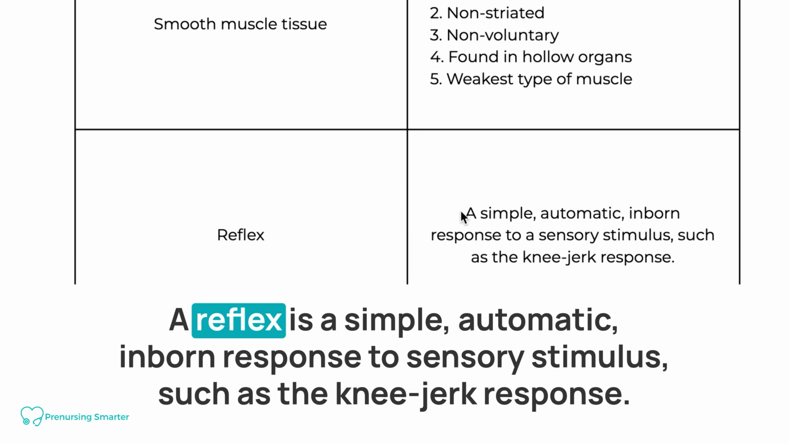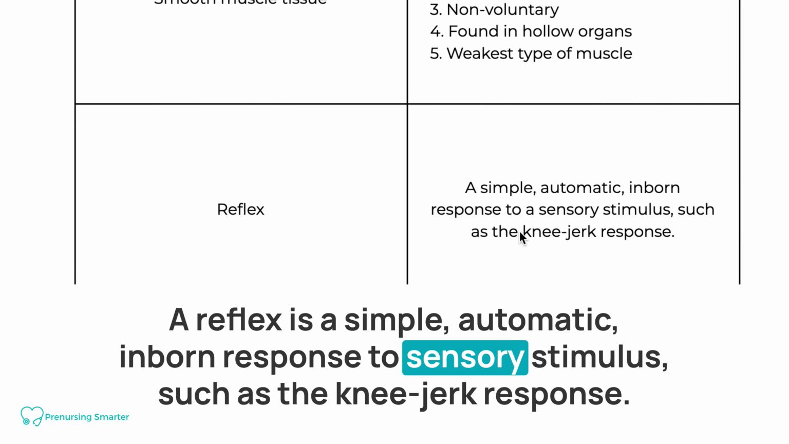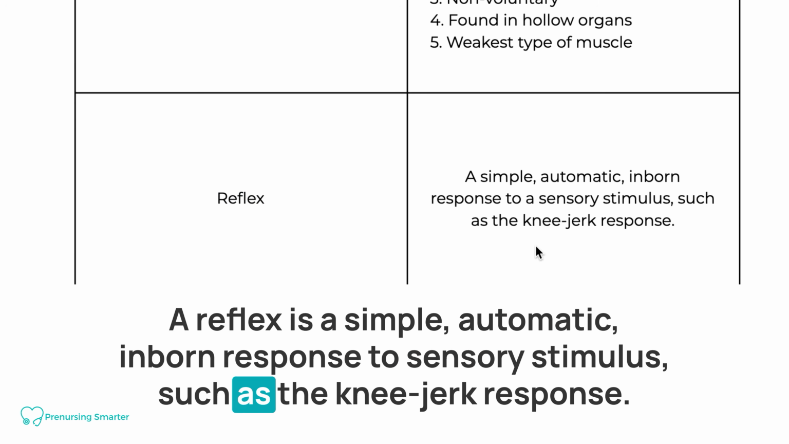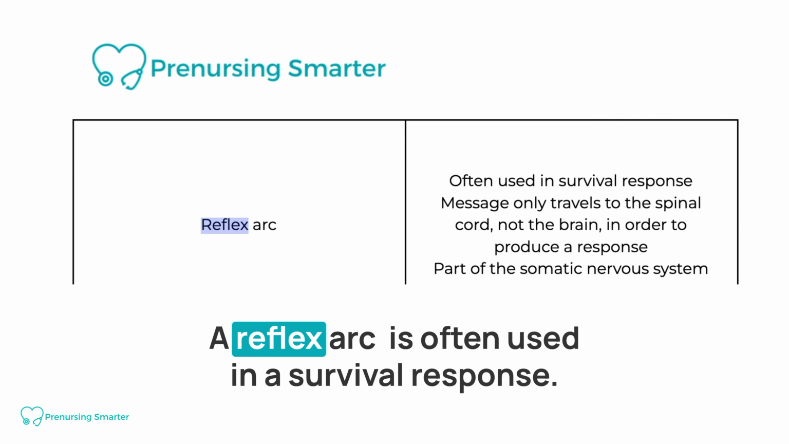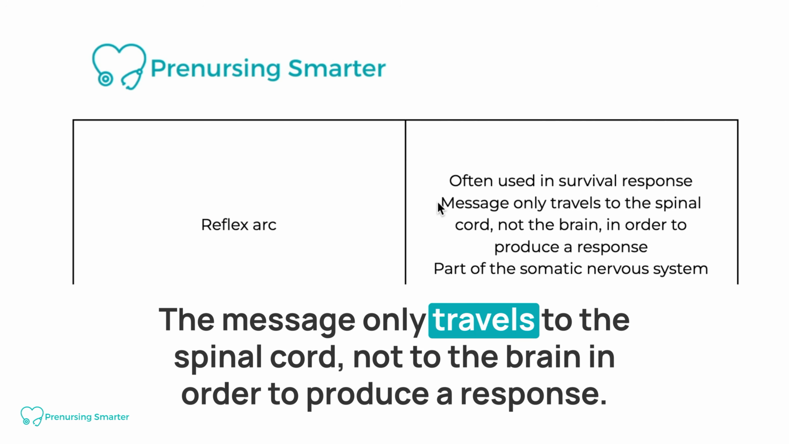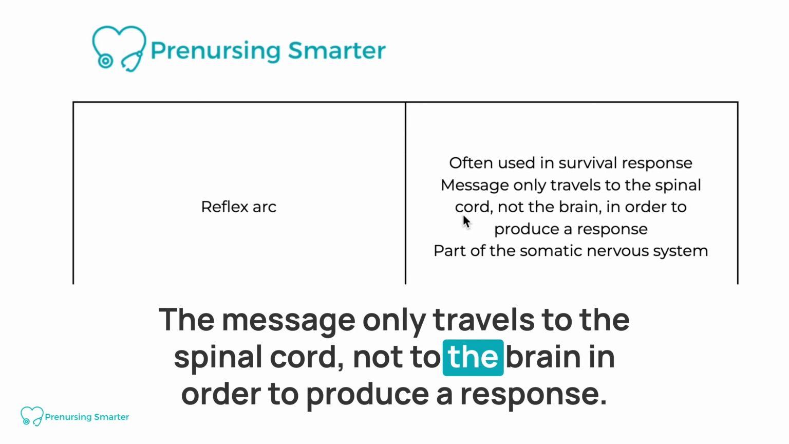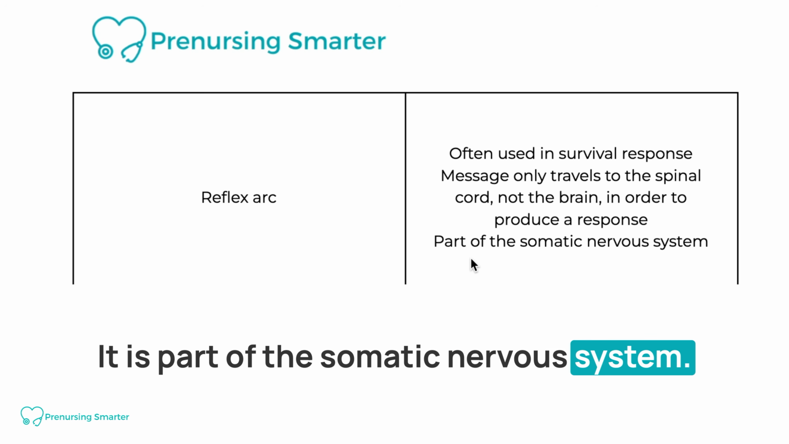A reflex is a simple, automatic, inborn response to sensory stimulus, such as the knee-jerk response. A reflex arc is often used in a survival response. The message only travels to the spinal cord, not to the brain, in order to produce a response. It is part of the somatic nervous system.